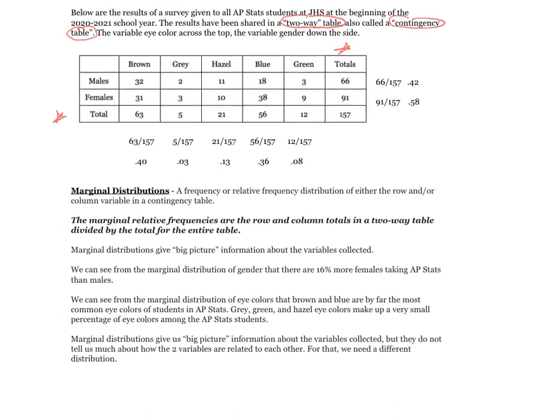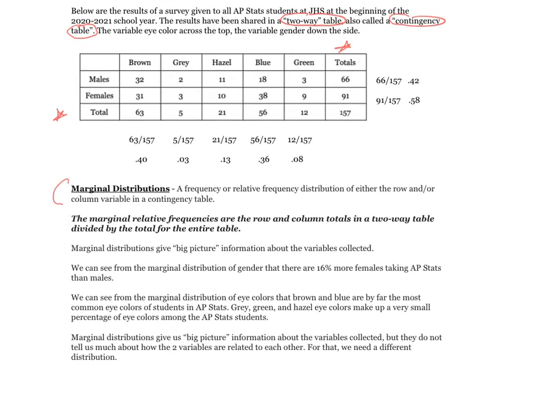Then the first thing we will look at is called a marginal distribution, and it's just a frequency or relative frequency distribution of either the row or a column variable in a contingency table. Okay, to find the marginal distribution, you take the row and column totals in a two-way table and divide by the total for the entire table. So we'd figure out the marginal distribution of each eye color.